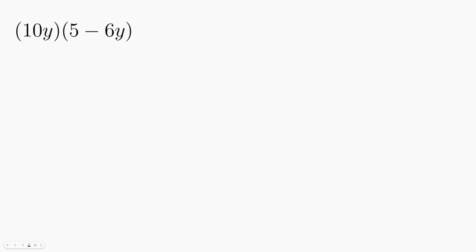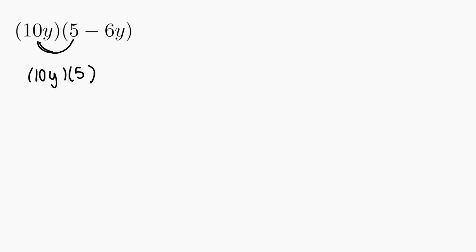Now, let's work on this question. We have 10y multiplied by 5 minus 6y. So, we want to make sure every term in one polynomial is multiplied by every term in the second polynomial. We have one term here and 2 terms here, so we're looking for 2 terms before simplifying. So let's start with 10y multiplied by 5. 10y multiplied by 5. And then we have 10y multiplied by negative 6y.